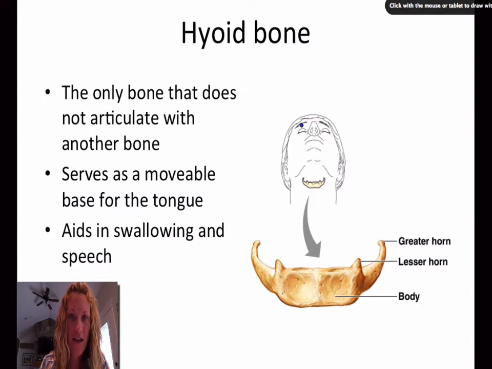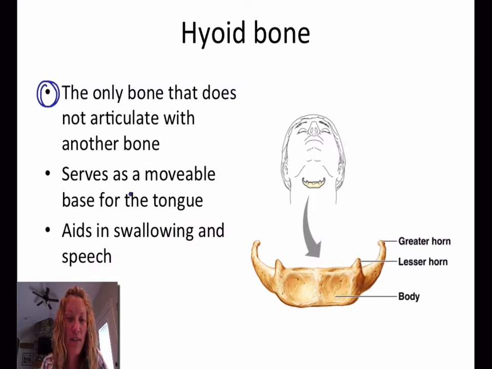Then we have the hyoid bone. The hyoid bone is the only bone that does not articulate with another bone. That is a great test question. It's just the definition of the hyoid bone. So go ahead and make sure you write that down. It also serves as the movable base for the tongue. And then it aids in swallowing and speech, and it's just where this diagram is. And we have a couple of hyoid bones in class that we'll be passing around as well.